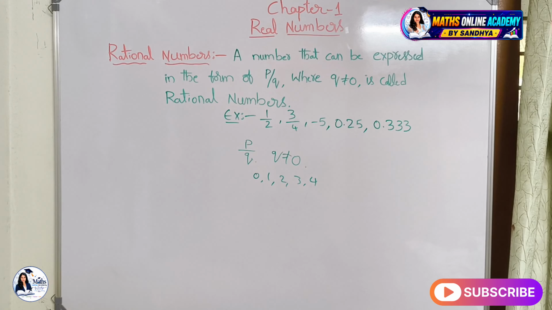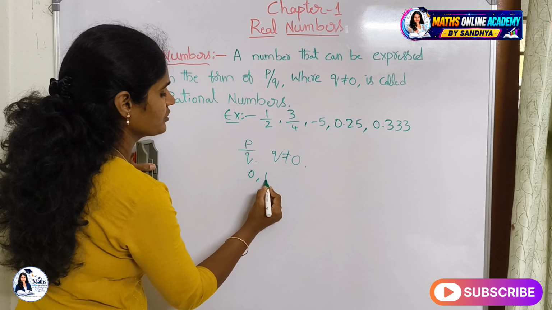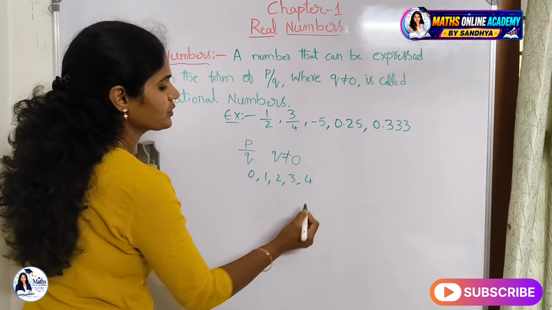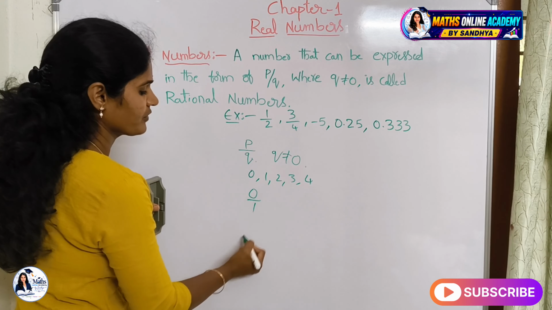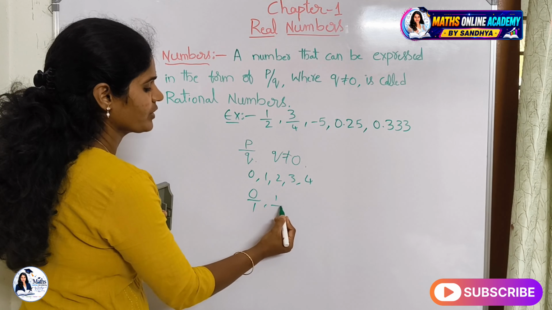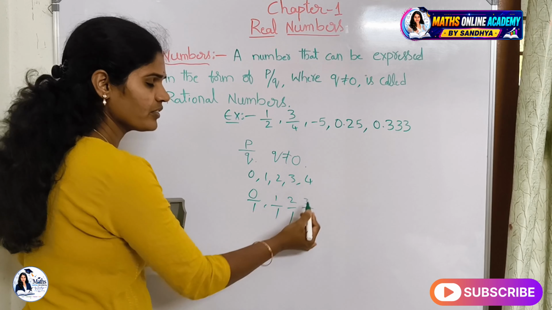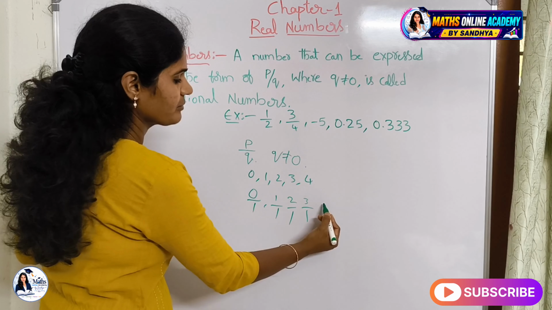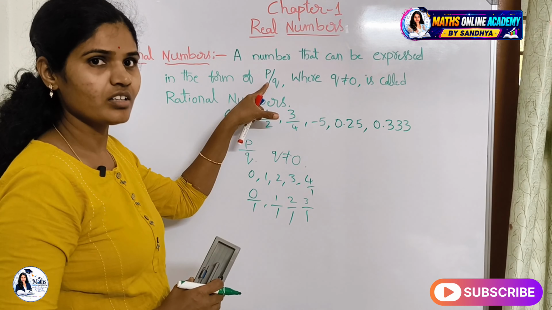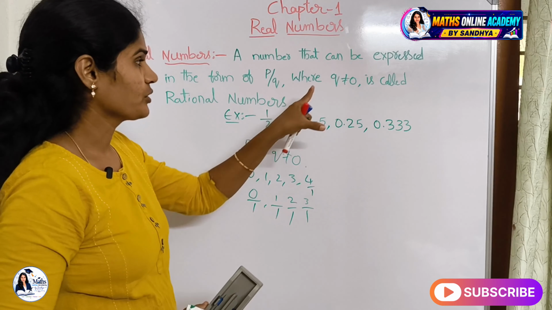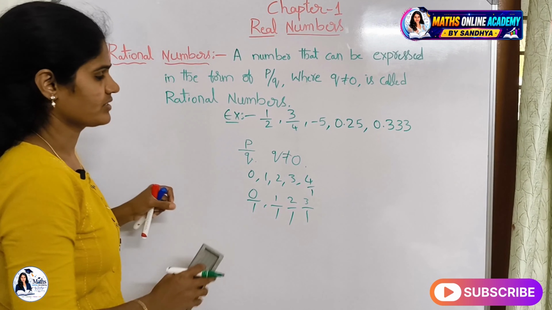These are the numbers, na? 0, 1, 2, 3, 4. These are normal numbers. For 0, you can write 0 by 1. For 1 also, 1 by 1, 2 by 1, 3 by 1. If you don't have a denominator, you can write it by 1. So a number in the form p by q, with one condition that q must not be equal to 0, is called a rational number.